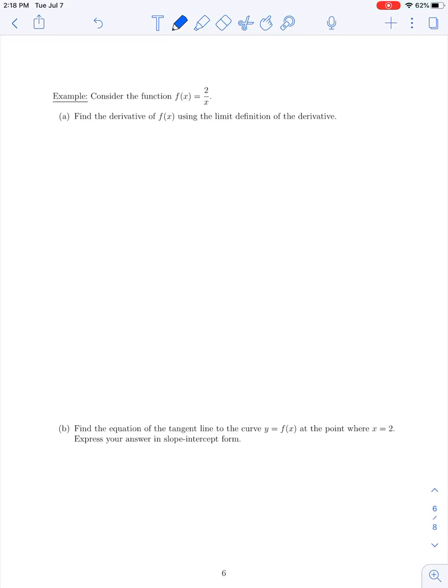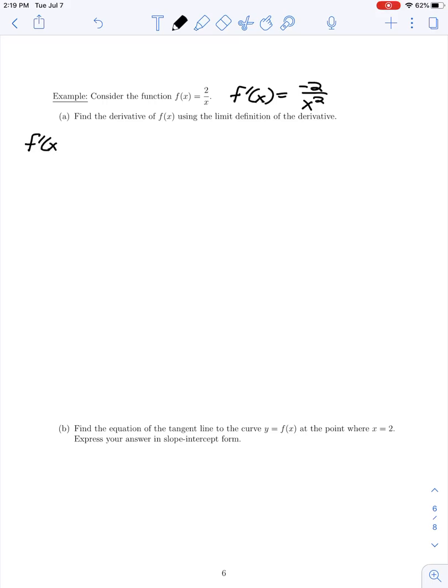So let's consider another one. In this next problem, we are asked for the derivative of the function 2 over x. And in part A, we want the derivative of that function using the limit definition. So again, if you've taken calculus before, you might be able to find the derivative quickly as negative 2 divided by x squared. Now in part A, we're told we have to use the limit definition to find this derivative, so let's see if we can justify that.